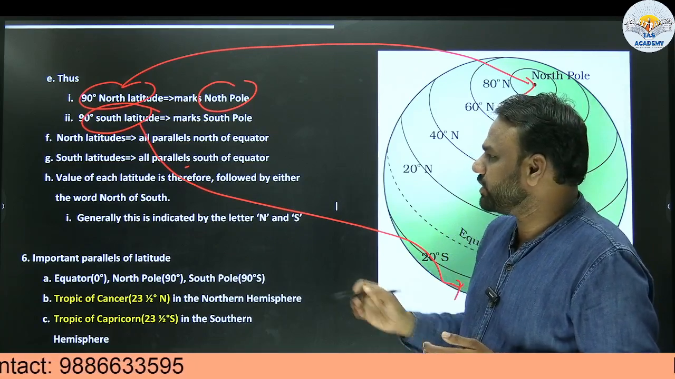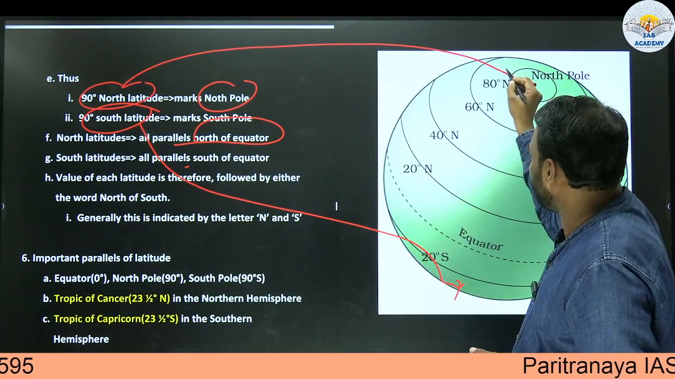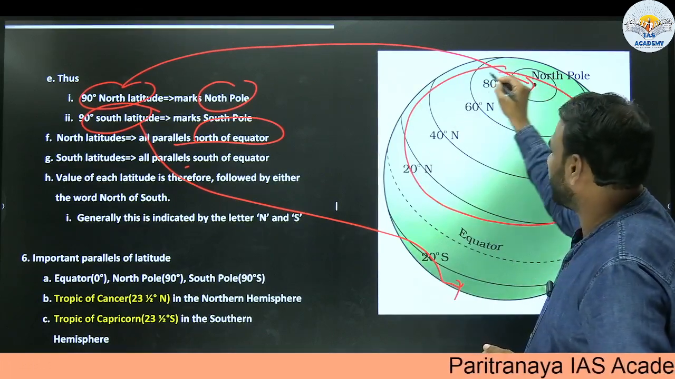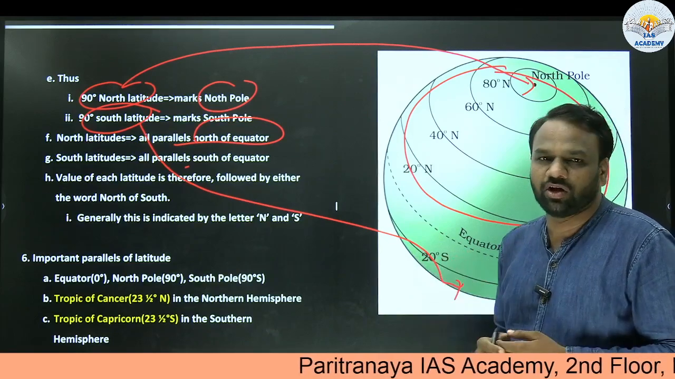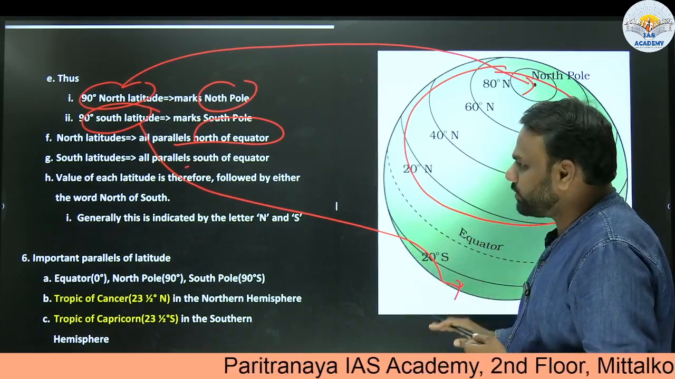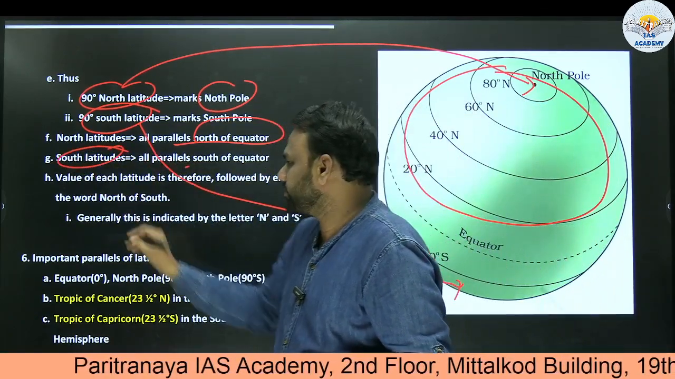Next, north latitudes. Which are called north latitudes? All parallels north of the equator are called north latitudes. So in this example, all these latitudes, 20 degree north, 40 degree north, 60 degree north and 80 degree north, all of them are called north latitudes. And all those which lie to the south of the equator are called south latitudes.